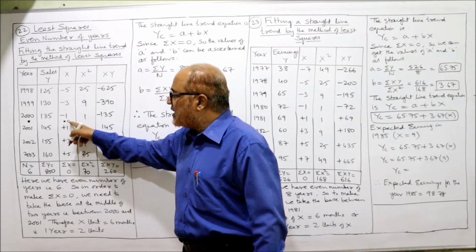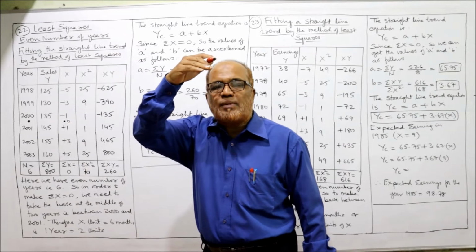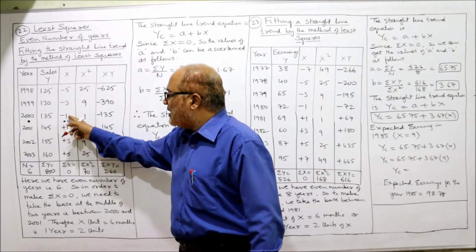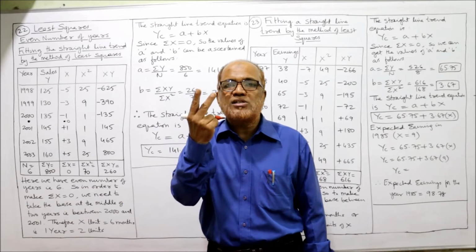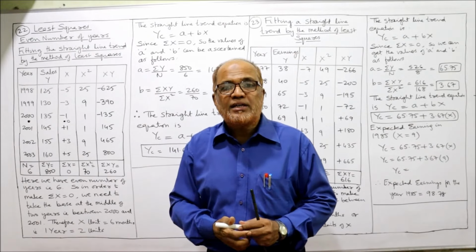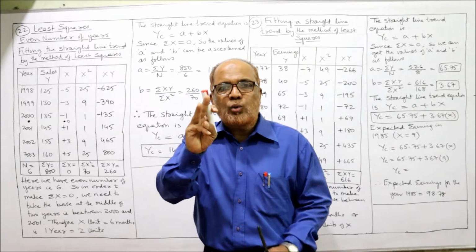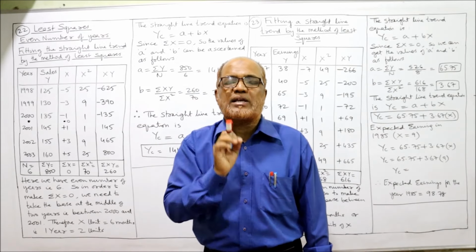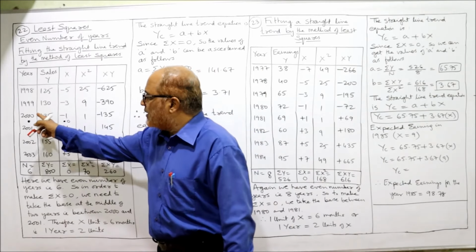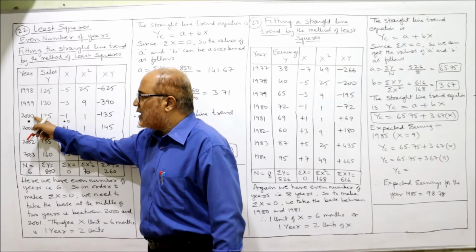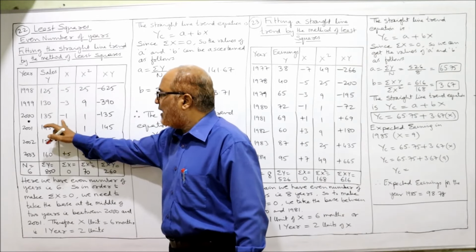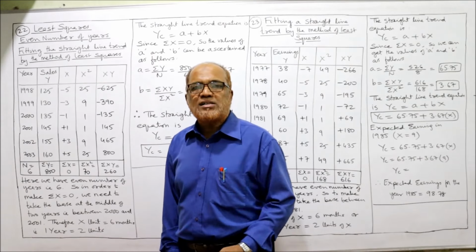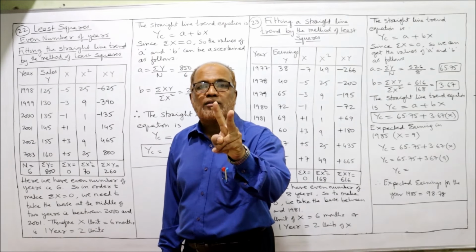So from the center 6 months back means minus 1, 6 months forward means plus 1. So minus 1 to plus 1, the difference is 2 units. So the new point here is in the middle 2 years. Select the middle 2 years and put it minus 1, plus 1. The middle 2 years will be written as minus 1 and plus 1. In other words, 1 year is equal to 2 units.